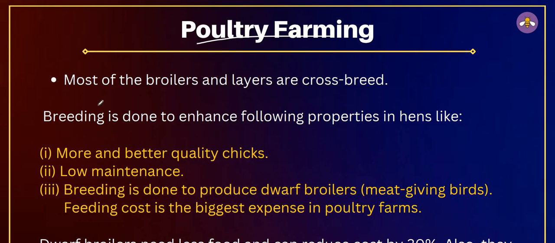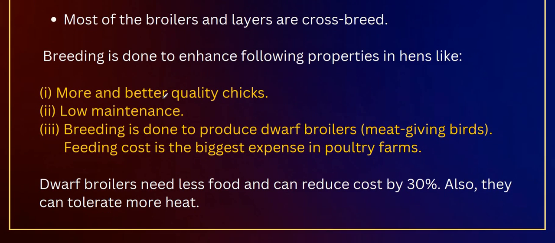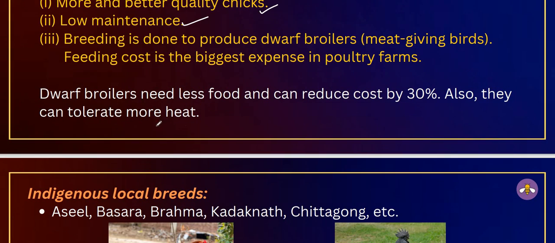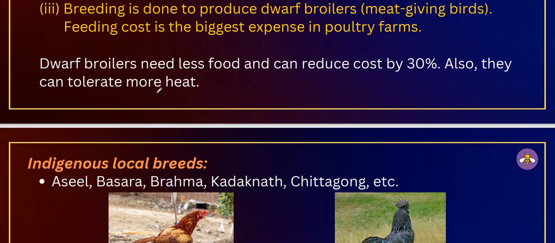Poultry farming: most of the broilers and layers are crossbred. Breeding is done why? Because more and better quality chicks should be provided, with low maintenance. Breeding is done to produce dwarf broilers, meat giving birds. Feeding cost is the biggest expense in a poultry farm. Dwarf broilers need less food and can reduce cost by 30%. Also, they can tolerate more heat.